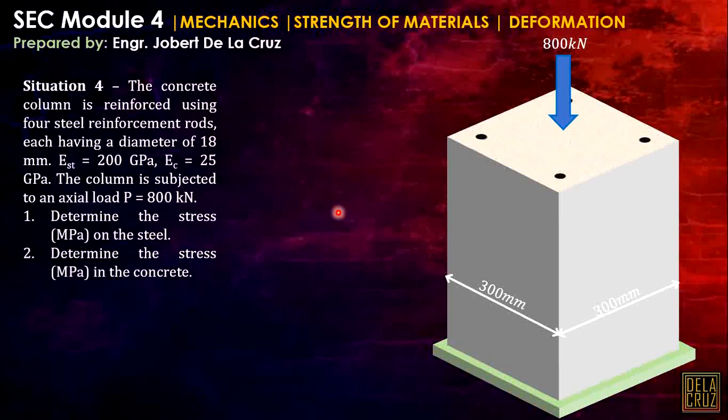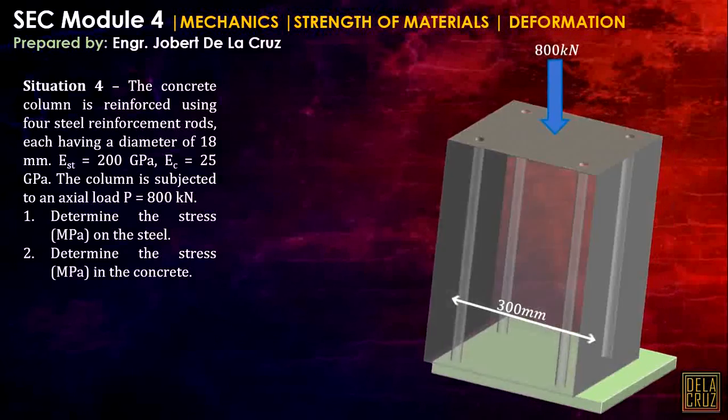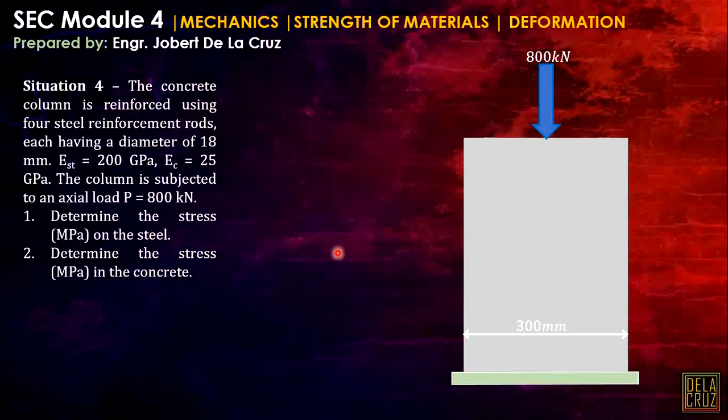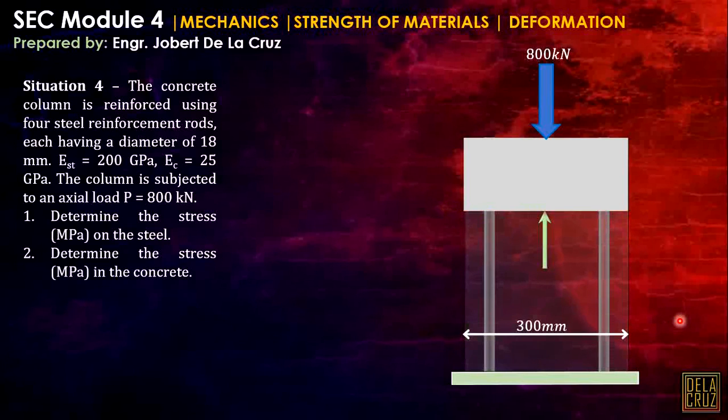So what is our approach here? First, we can just do summation of forces. Let me illustrate this one in plain view. If I cut at this portion or any portion, since it is prismatic, the same dimension all throughout the length, we can expose the forces here. This is the force for the concrete and these are the forces for the steel.